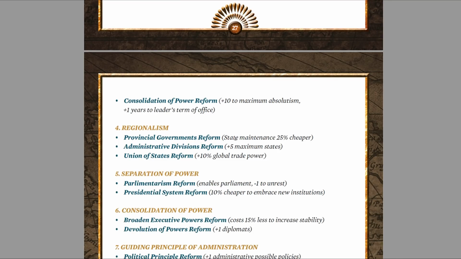Okay, 4th reform, state maintenance 25% cheaper. Okay, +5 max states. Okay, 10% global trade power. All right, all 3 are pretty much on the same level, so you can go either way.